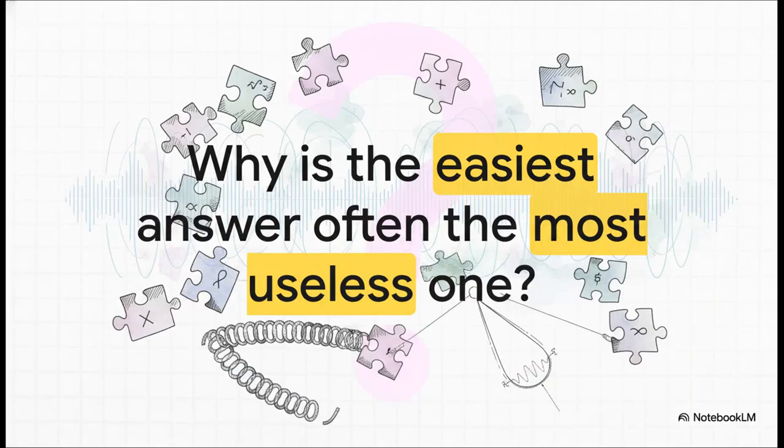So let's kick things off with a bit of a puzzle. You see, for a ton of problems in math and physics, there's this one answer that's always technically correct, but it tells you absolutely nothing useful. So that begs the question, why is the easiest answer so often the most useless one?